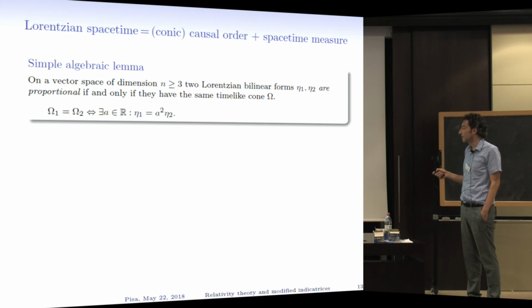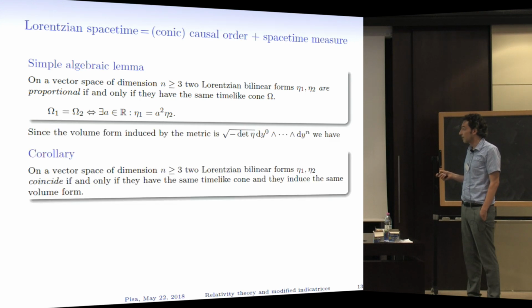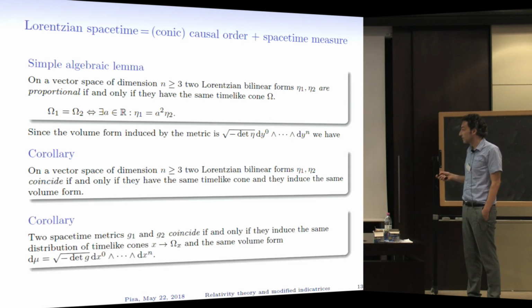So I recall this simple algebraic lemma: any two Lorentzian bilinear forms are proportional if and only if they share the same time-like cone. Since the volume form induced by the metric, that is by the bilinear form, scales in a different way, if you impose the identity of both the induced cone and the volume form, you get the same Lorentzian bilinear form. So as a consequence, two space-time metrics coincide if and only if they induce the same distribution of time-like cones and the same volume form on space-time.